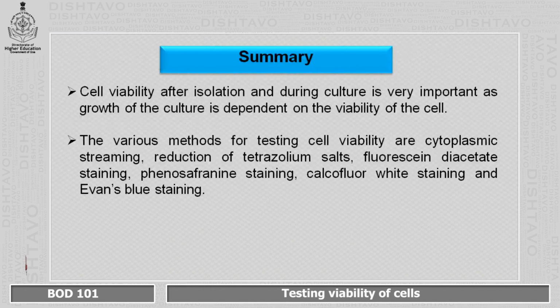So students, in this module, we have learned that cell viability after isolation and during culture is very important as the growth of the culture is dependent on the viability of the cell. The various methods for testing the cell viability are cytoplasmic streaming, reduction of tetrazolium salts, fluorescein diacetate staining, phenosafranin staining, Calcofluor white staining, and Evans blue staining.